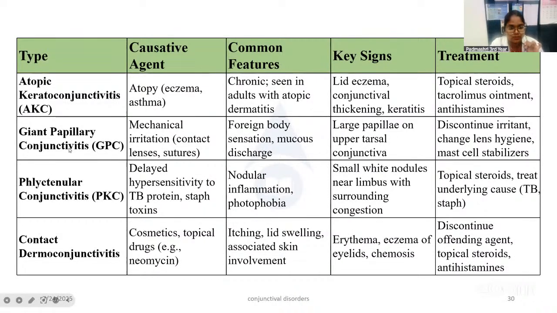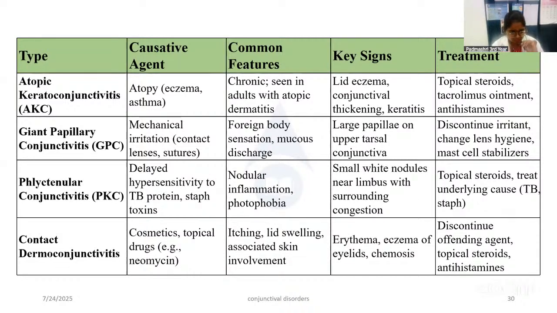Giant papillary conjunctivitis. The causative agent was mechanical irritation like contact lenses and sutures. Common features are foreign body sensation and mucus discharge. Key signs are large papillae on the upper tarsal conjunctiva. The treatment options are to discontinue the irritant, improve lens hygiene, and use a mast cell stabilizer.